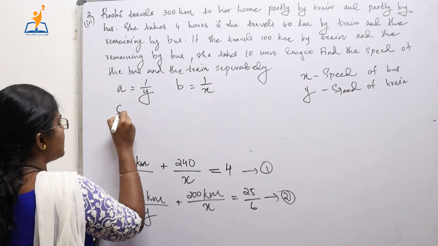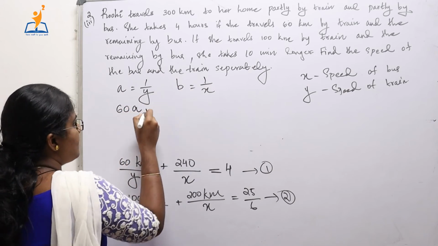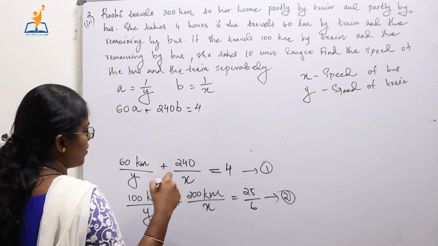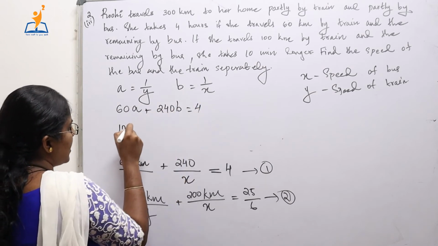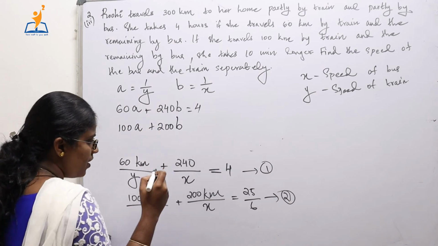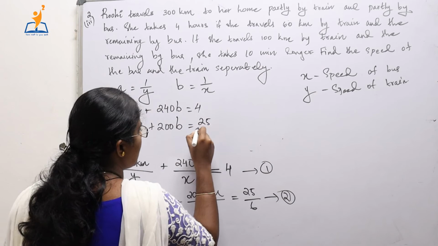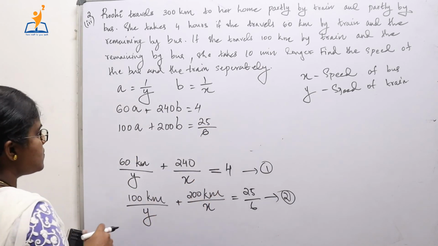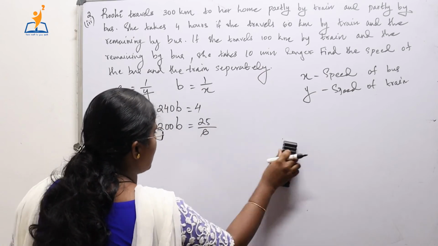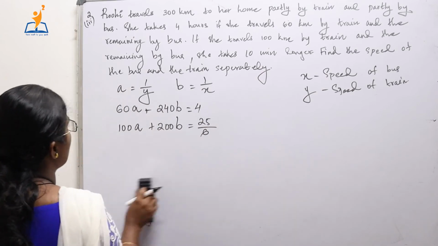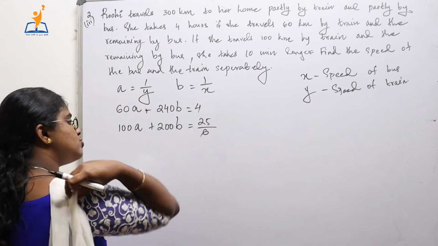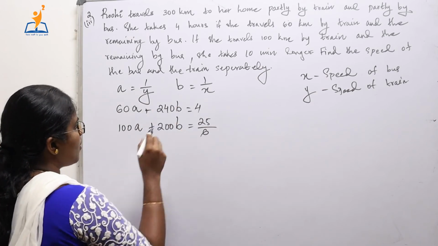So we have 60a plus 240b is equal to 4, and again we have 100a plus 200b which is equal to 25 by 6. So now we have some cancellations to do to make these equations in the simplest form. First of all, we can cancel this throughout by 2. So that is dividing throughout by 2.